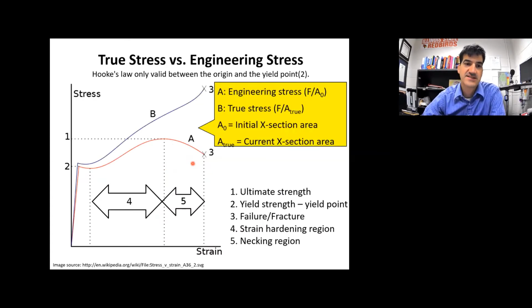Here's another plot. The blue here is the true stress, and the red is the engineering stress. So once again, I just really wanted to point out how the true stress is always going to be either equal to or greater than the engineering stress. And we've talked about all these different regions, so this should all make sense. You should be able to label these.